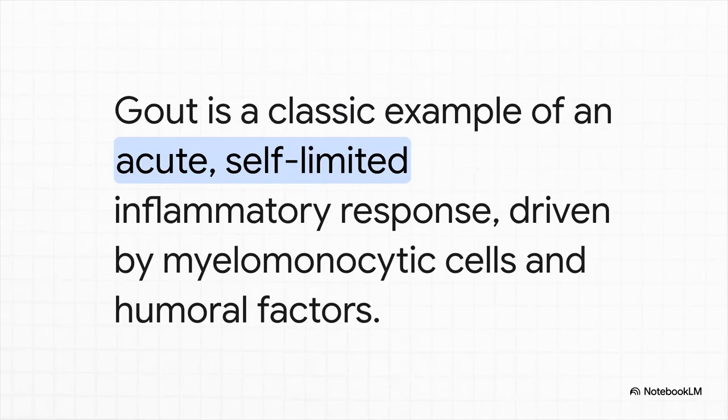So the big takeaway here is that gout is the perfect textbook example of an acute inflammatory disease. You have a clear trigger, the urate crystal. This leads to a very focused response, driven by the innate immune system, specifically macrophages and neutrophils, and those humoral factors like complement. But, and this is the key part, it's a response that is ultimately designed to be self-resolved.